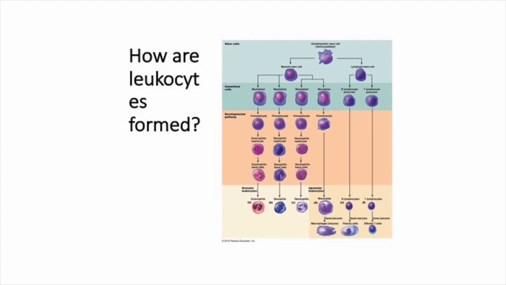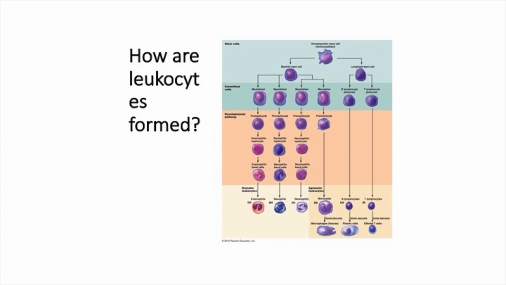Now you'll notice we see a branch in this flowchart where some of them become this myeloid stem cell and some of them become this lymphoid stem cell. So what I want you to gain from this is notice that lymphocytes, B and T lymphocytes, have their kind of own developmental pathway. They're over on the right of that flowchart. Everything else, eosinophils, basophils, neutrophils, monocytes, all have a really similar developmental pathway.